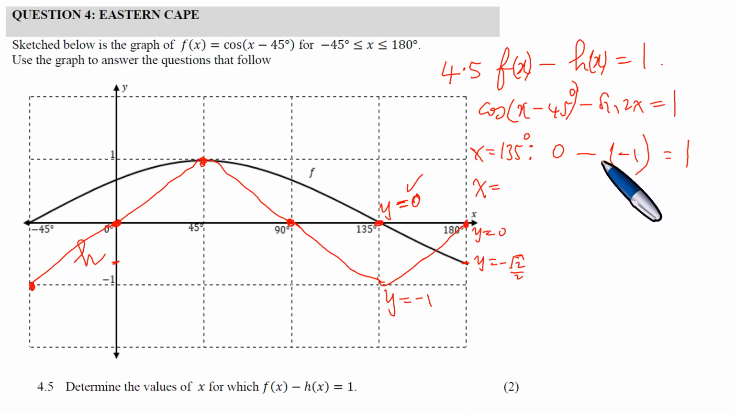So what is 0 minus -1? It's 1. So it means, therefore, there is one value of x where f is 0, because it's on the x-axis, it's having its x-intercept. At the x-intercept, y is 0. And then at the same point here, at 135, the other one is -1. So the sign is -1. If you multiply these, you get a 1.